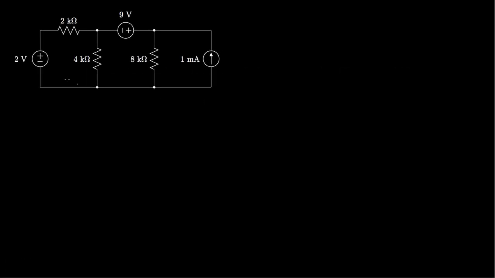Well, here's a circuit with two voltage sources, one current source, and three resistors. Now we can begin analyzing this circuit by selecting one of the nodes, and we'll select this bottom node as our reference node, or our ground node, and then we'll label the voltage relative to this ground at these other two nodes, and I'll call this one V1 and this one V2.